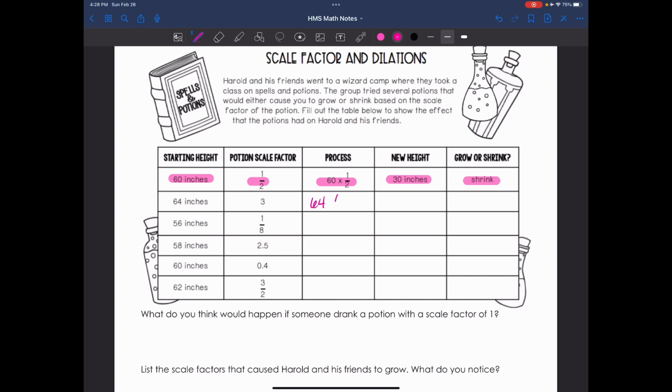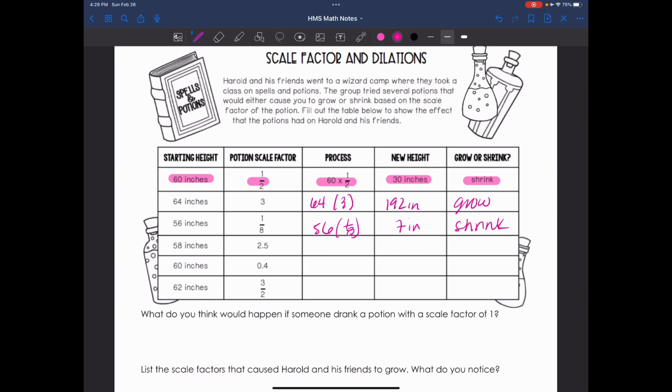So I'm starting at 64, scale factor of 3. I multiply. Now he's 192 inches. That is much larger than 64, so this is a grow. Boom, that's easy. All right, starting height, 56. Scale factor, multiply by 1/8, which is the same thing as just dividing 56 by 8, which comes out to 7, which is much, much smaller, right? 7 is much smaller than 56, so this is a shrink.